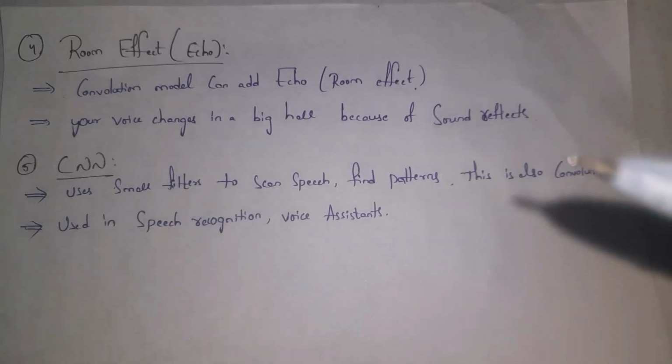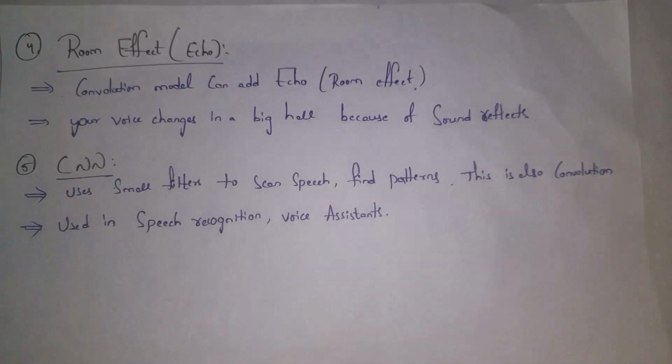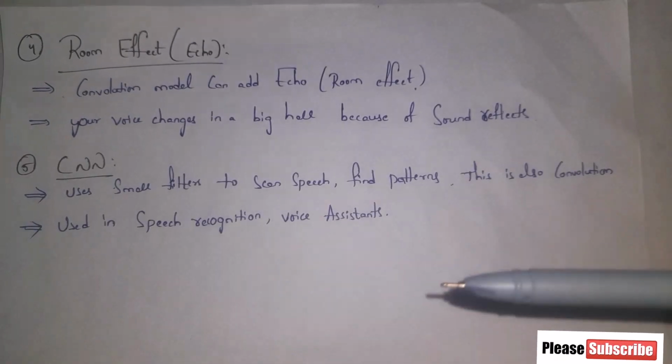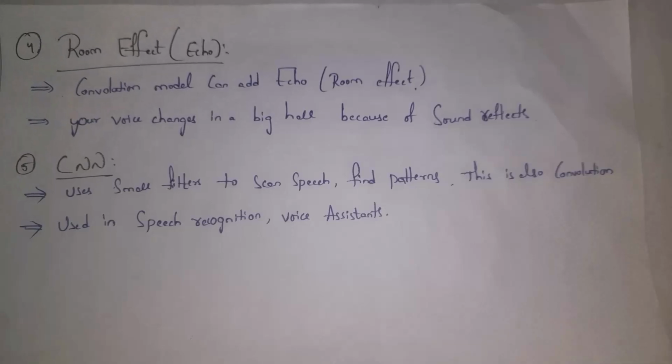Guys, we also use convolution in convolutional neural networks. Shortly, we call it CNN, in order to design deep learning models, where the computer will scan our voice and understand the complete voice. And it can also find various kinds of patterns in our voice. So in CNN, we can use various kinds of filters in order to scan our speech, understand our speech and find various patterns. For example, if you consider voice assistants like Siri, Alexa, they will understand our voice. So CNN is used in speech recognition and voice assistants.